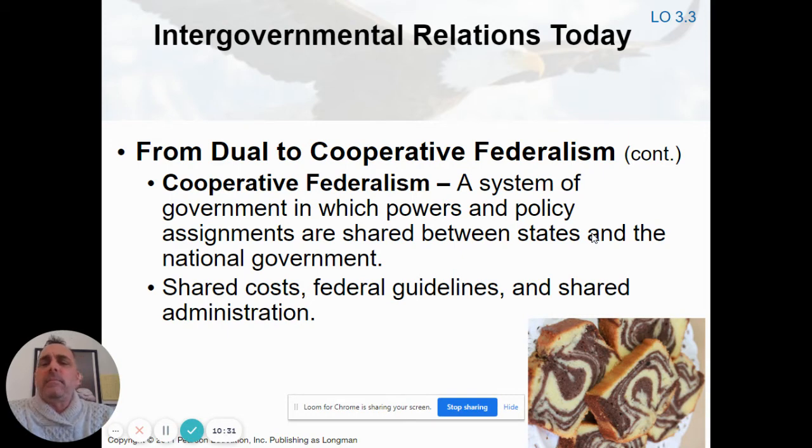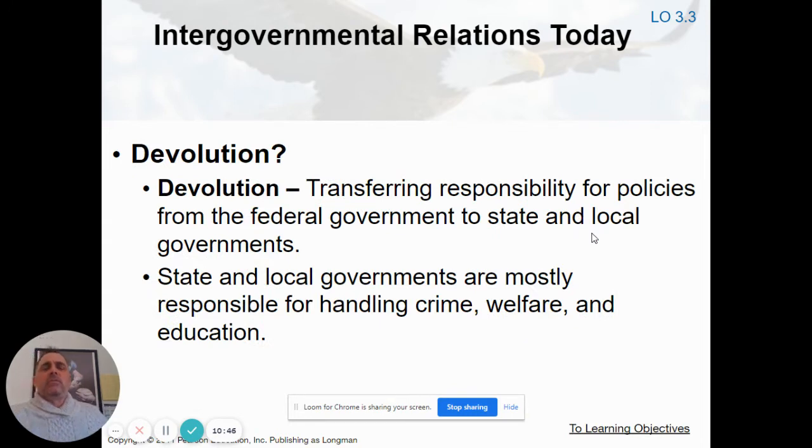This is a system where government powers and policies are shared by the state, federal, and local governments. Okay, and with that shared powers and policies come also some shared costs, and sometimes some guidelines that come along with it. So what we have been seeing in the last 20 years is something we call devolution. Devolution is when you transfer responsibilities from the federal government and give them back to the states or to the local governments. So we're seeing more and more federal power being removed from the federal government and being given back to the states.